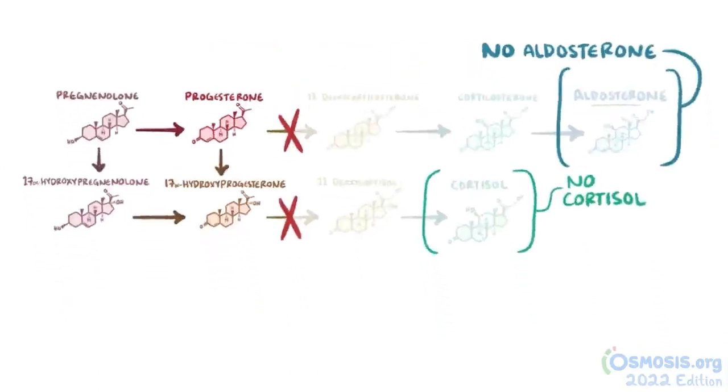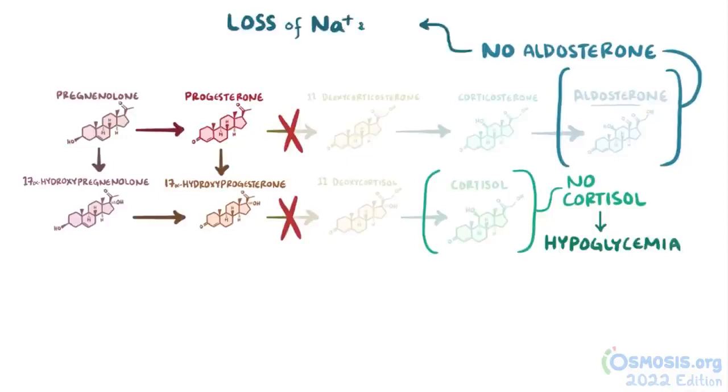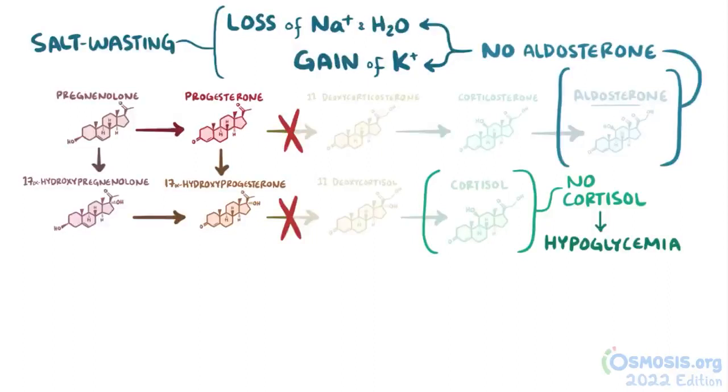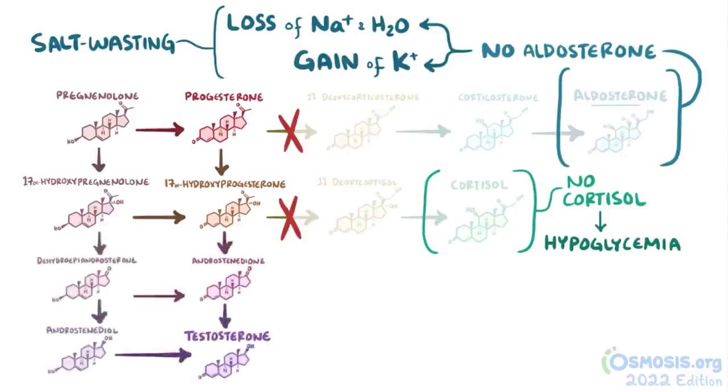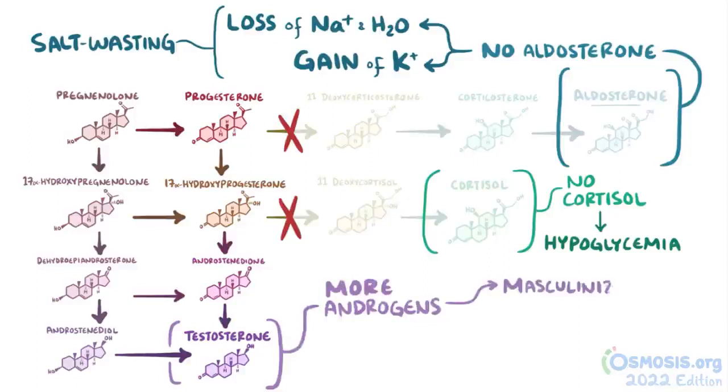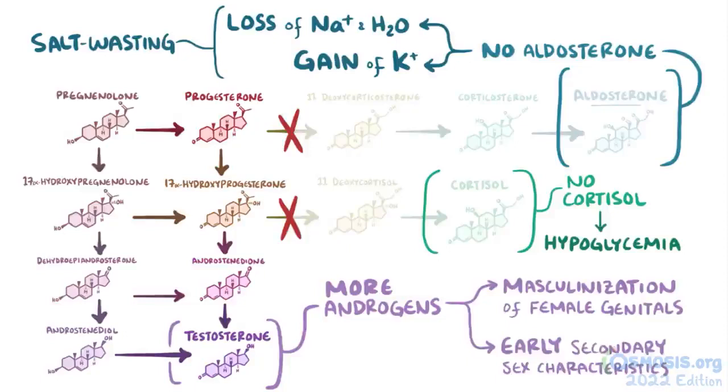A deficiency in cortisol causes hypoglycemia, and a lack of aldosterone results in loss of sodium and water in the urine and increased potassium in the blood. This is commonly referred to as salt wasting. When 17-hydroxyprogesterone and 17-hydroxypregnenolone fail to get used in the cortisol pathways, they get shunted into the zona reticularis and eventually become androgens. Since women normally have low levels of androgens, this increase is enough to cause masculinization of the female genitals and early development of secondary sex characteristics.